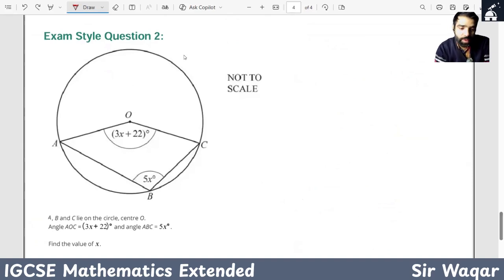Question, exam style question 2. We have A, B, C lie on the circle with center O. Angle AOC is 3x plus 22 degrees. This angle is 3x plus 22, and angle ABC is 5x degrees. Find the value of x.